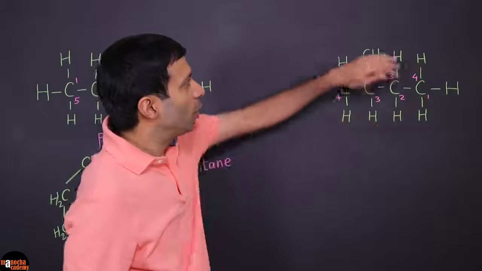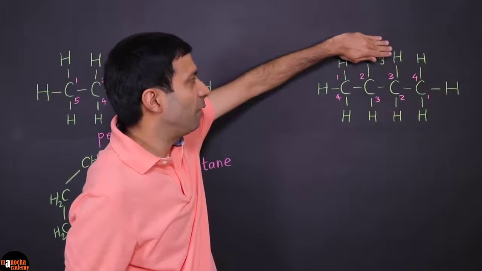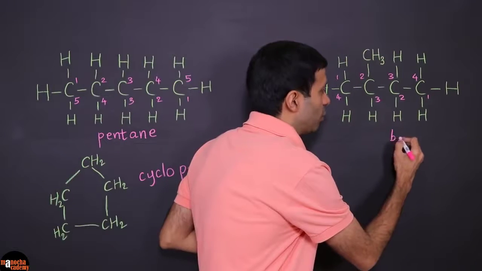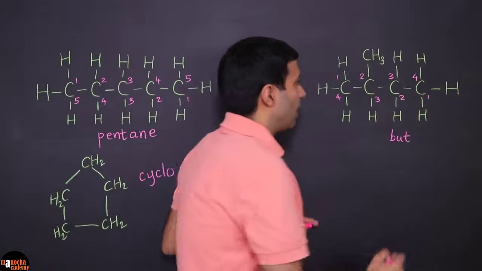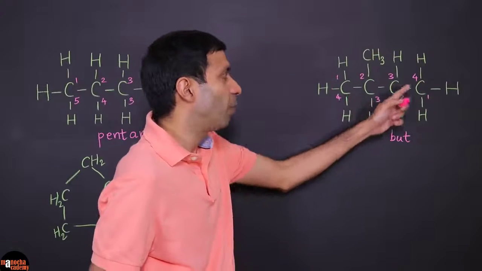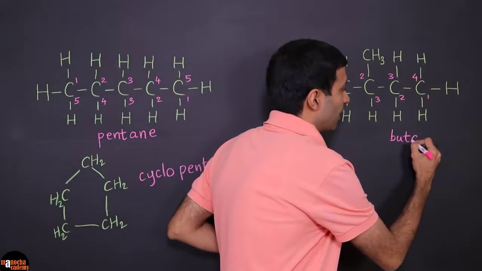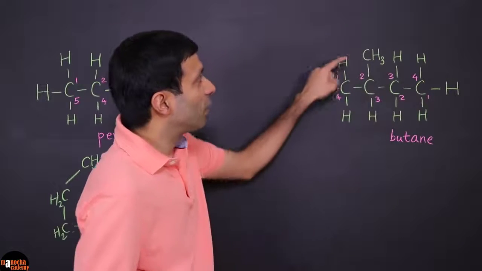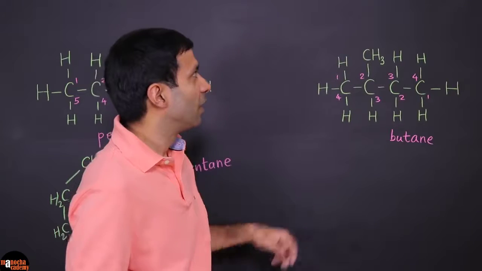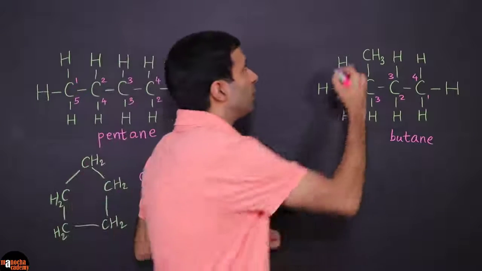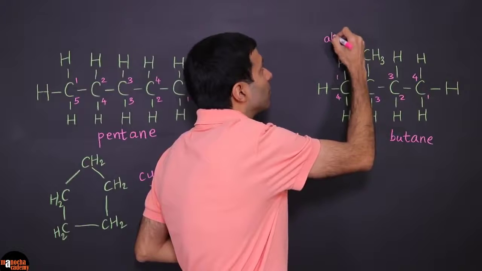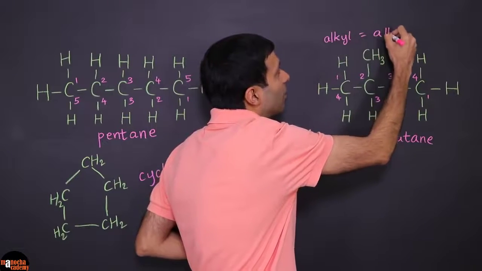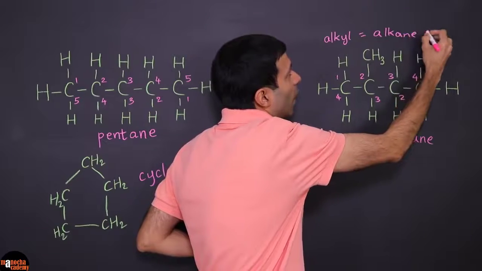So if we ignore this attachment of CH3 for a moment, what's the name going to be? 4 carbon means it's going to be but. And since there are only single bonds between the carbon atoms, it's a butane. So that's simple. Now let's look at this CH3. CH3, as you may know, is an alkyl, because the definition of alkyl is it's an alkane minus 1 hydrogen.